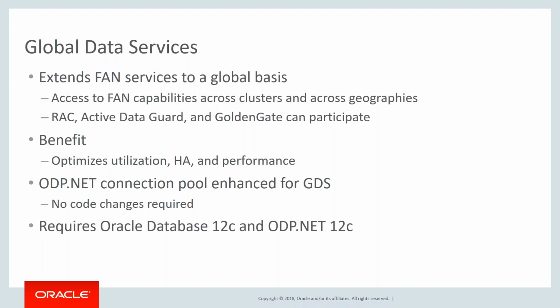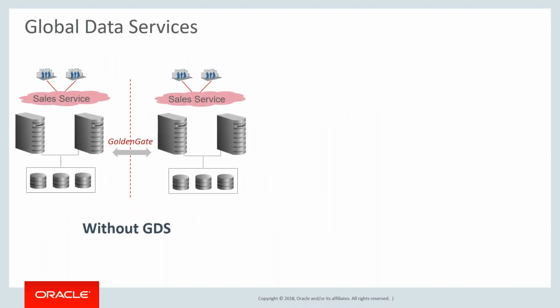So without GDS, just to visually illustrate what's occurring, here you see that you have two clusters, one on the left and one on the right, both with sales services, and one could be servicing European customers, another one could be serving American customers, and that's all fine and good.